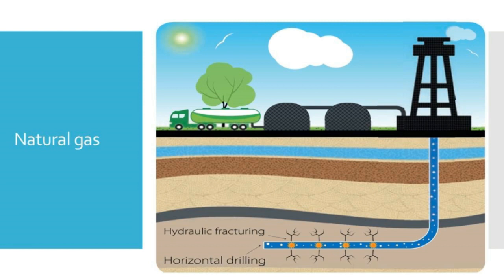It is also formed by the decomposition of organic matter in marshy areas and waste sewages. The natural gas formed by this contains mainly methane.